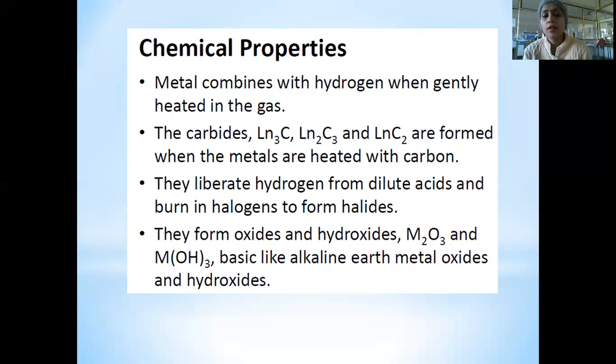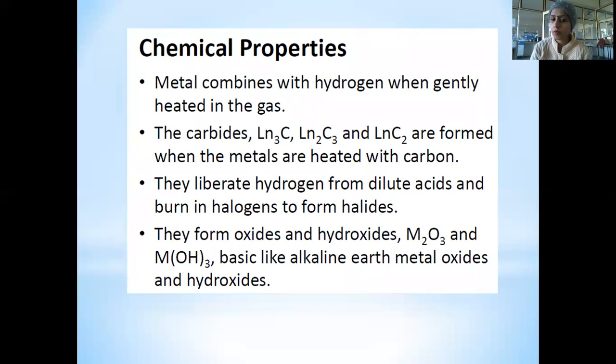Now the chemical properties. They combine with hydrogen when gently heated in the gas, and carbides like lanthanum, Ln3C type, Ln2C3 or LnC2 type carbides, are formed when these elements are heated with carbon. When they react with acids, they liberate hydrogen, and when they burn in halogens, they form halides. And they also form oxides and hydroxides.